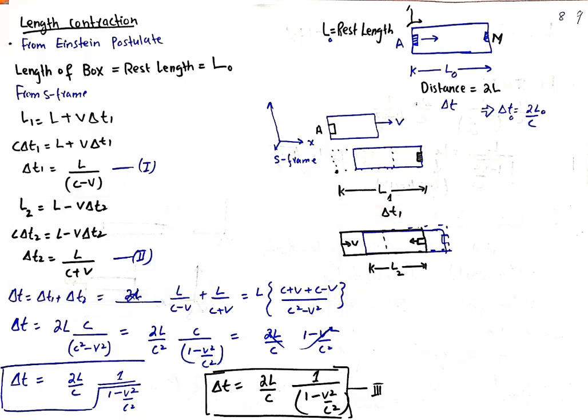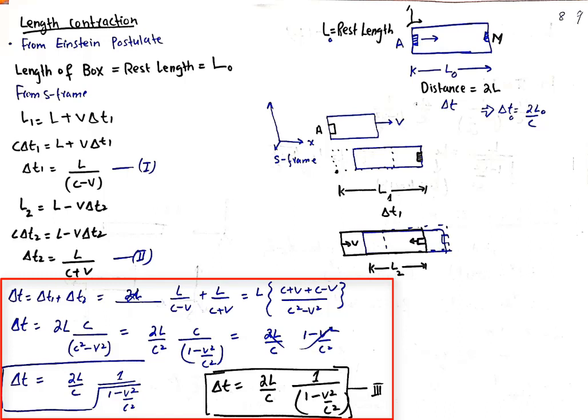So delta t1 is the time for one trip and delta t2 is the time for the other trip. Therefore the time for the complete round trip will be delta t1 plus delta t2, so I can add these two equations. This gives me L by (c minus v) plus L by (c plus v). I can take L common and take the LCM, which is c squared minus v squared. So this gives me 2 times L c divided by (c squared minus v squared).